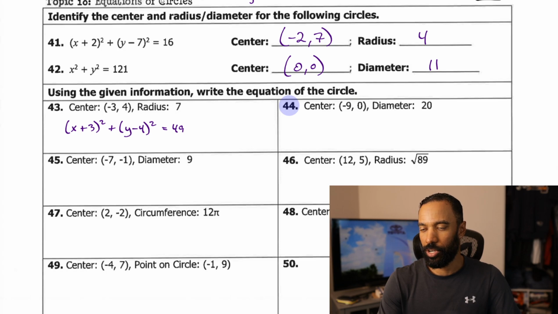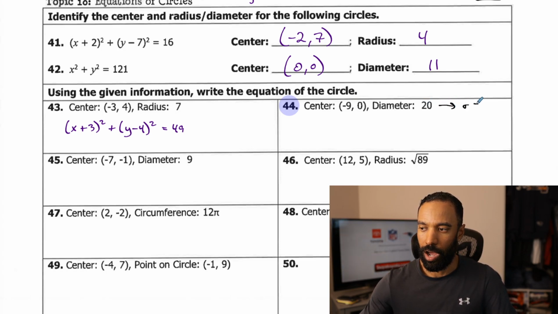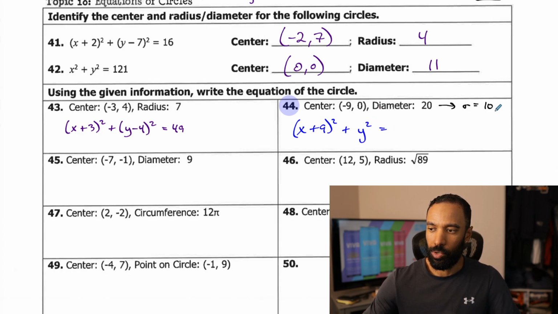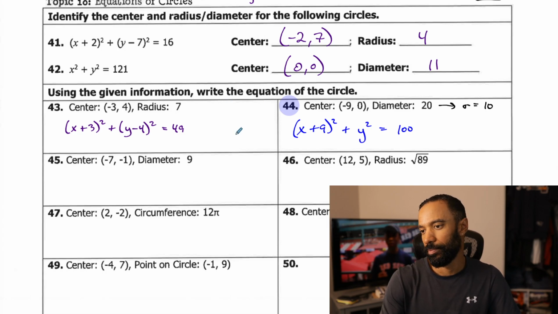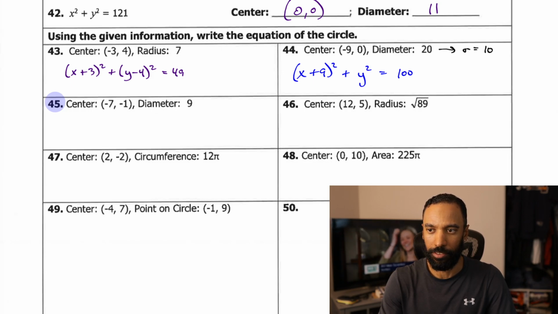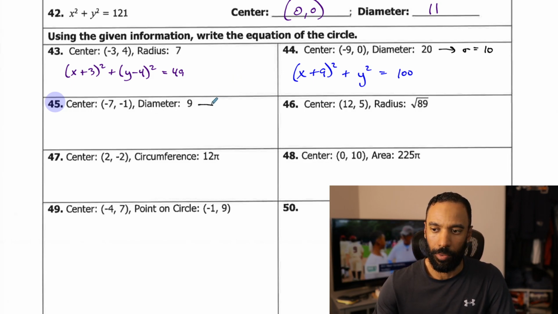This center, negative 9, 0, diameter is 20. Now I need the radius. The diameter is 20, therefore r is half of that, that is 10. So this equation will be x plus 9, quantity squared, flip that, plus y minus 0, you can just write y squared equals r squared, which is 100. 10 squared is 100. Another diameter, which we will take half of 9, can either be written as 4.5 or 9 halves. I'll go ahead with the 4.5.